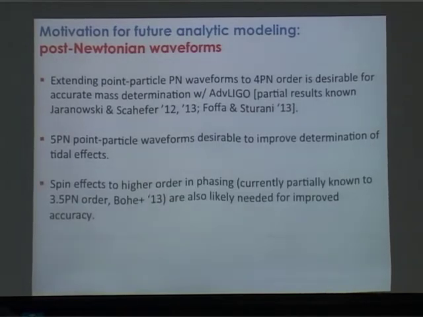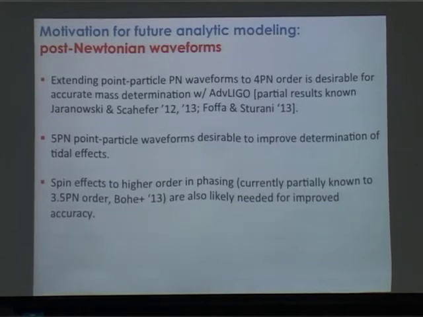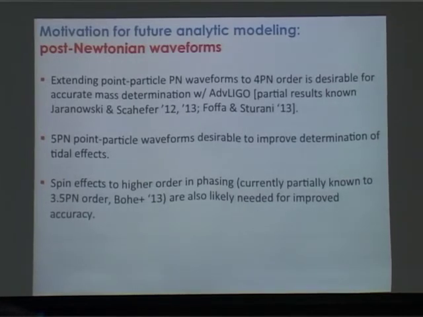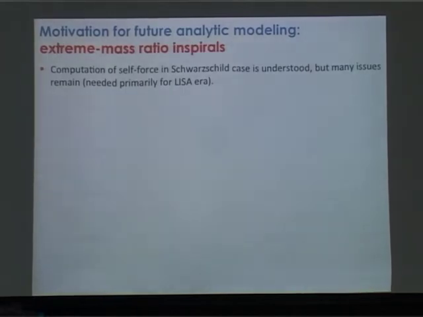Spin effects are also only known to 3.5PN order, and since they start coming in at 1.5PN order, that's actually one relative PN order less than we know the point particle effects. So it'd be good to know these spin effects to higher order as well. Okay, so that's just in the post-Newtonian case.